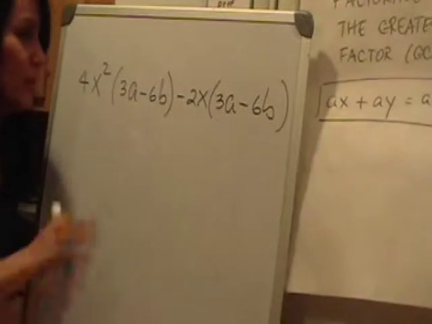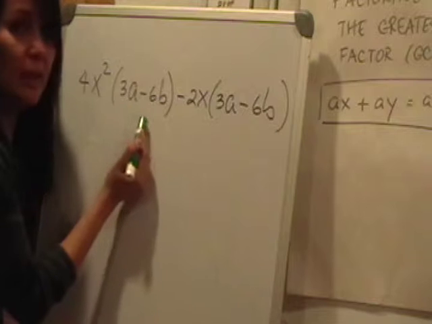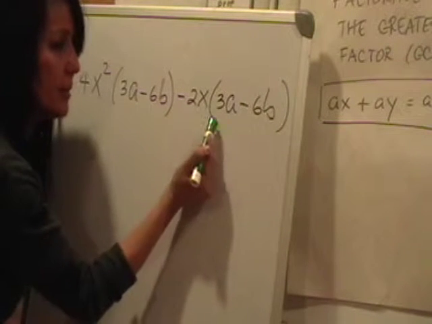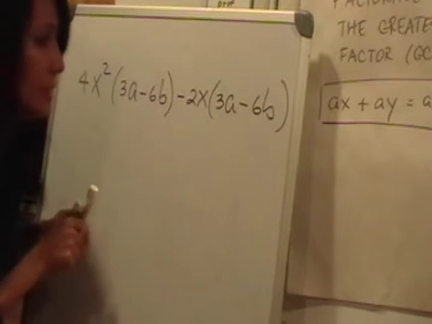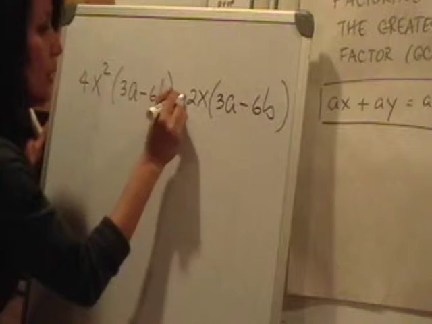Let's look at this next one. Let's be a little bit more daring. Okay, so if I have 4x squared times the quantity 3a minus 6b minus 2x times the quantity 3a minus 6b. Again, you notice that this is kind of like having two terms, right?